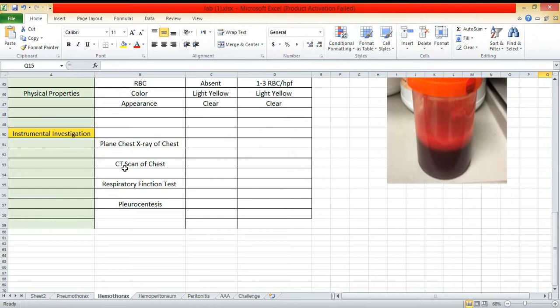Here on the right, we can see the foamy fluid which is collected during fluorocentesis, and it can be used to diagnose it as pneumothorax.